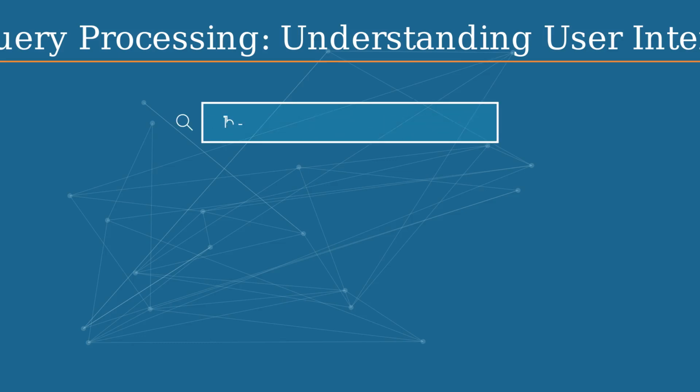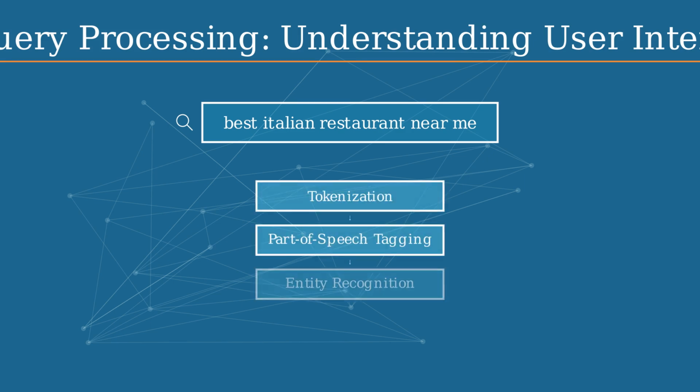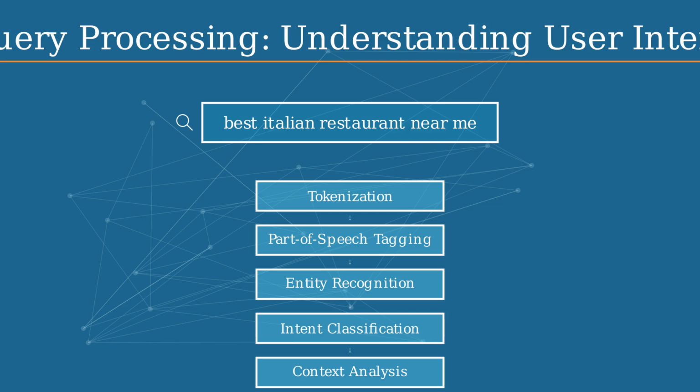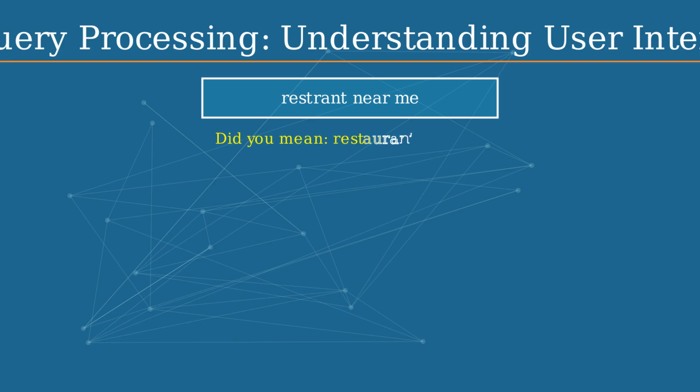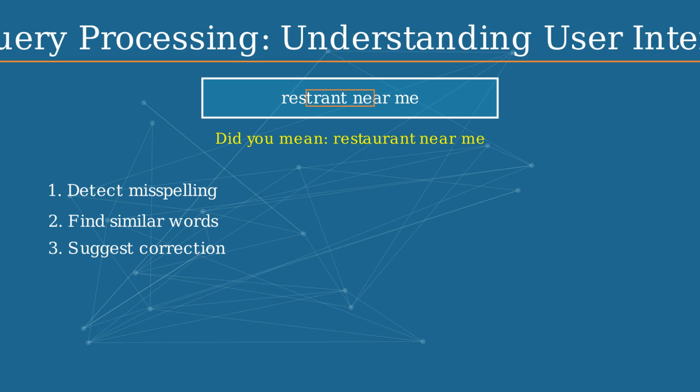When you type a query into a search engine, it doesn't just match your exact words. Modern search engines use natural language processing to understand what you're actually looking for. The search engine breaks down your query into meaningful components and analyzes them through several NLP processes. Search engines can recognize and correct misspellings in user queries. This helps users find what they're looking for, even when they make typing errors.